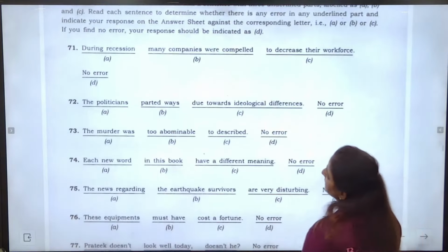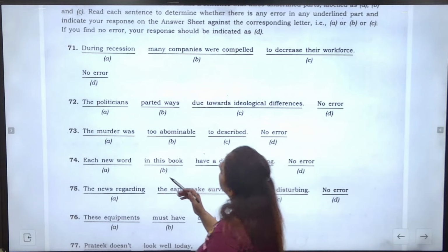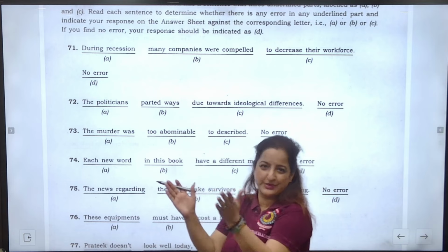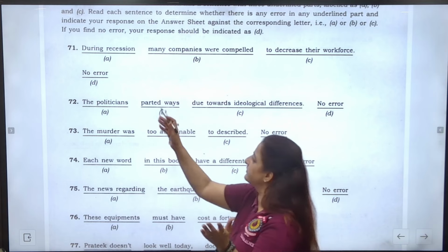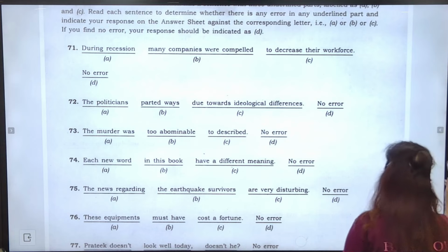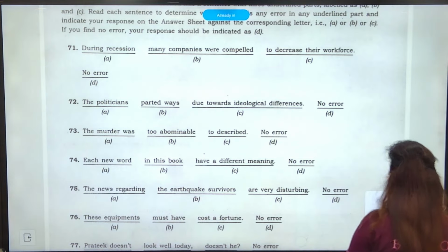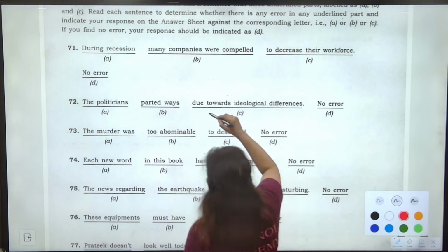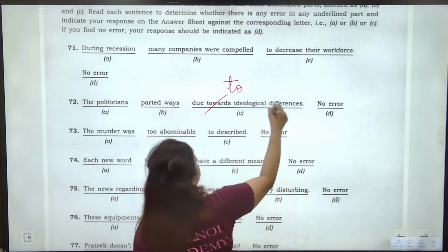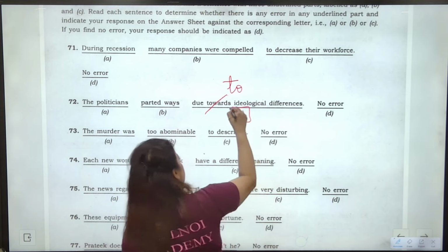The politicians parted ways due to parted ways. They split, which means separate हो गए. Very nice phrase for that. Due to, ये क्या लिखा है? Due towards. यहीं पे error है. Due to होता है ना, कोई कारण बताना है तो किस वजह से वो अलग हो गए. Due to ideological difference. C part has an error.